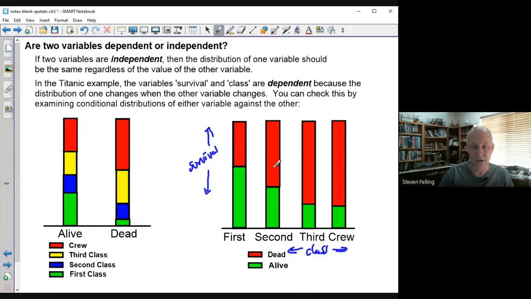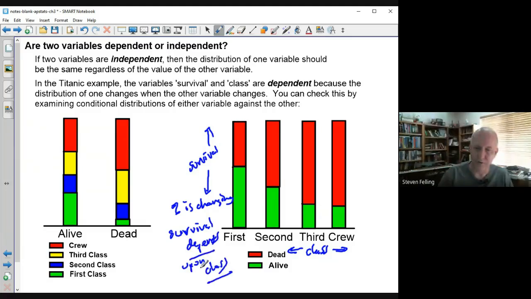Well, looking at this, if I look at the first class passengers, a lot more than half of those survived, right? But when I go to second class, that drops to about a third. Third class and crew drop to less than a fourth. So you'd have to say that survival depends upon class, right? If the percentage is changing as you move across the other variable, then you would say survival depends upon class, right?